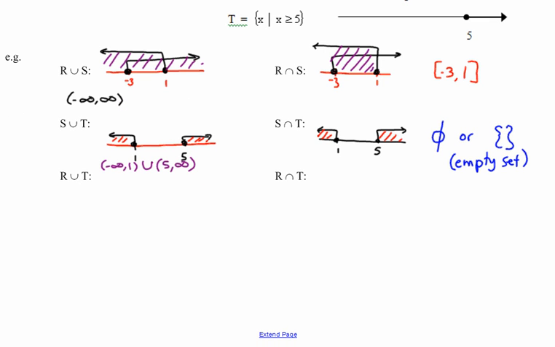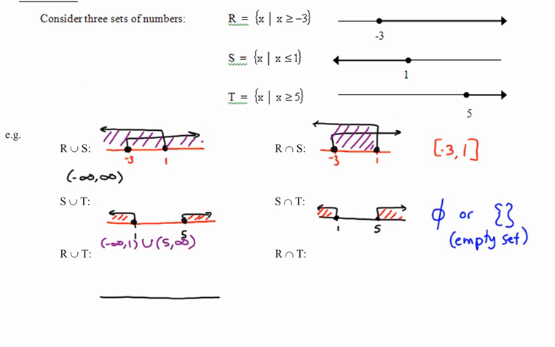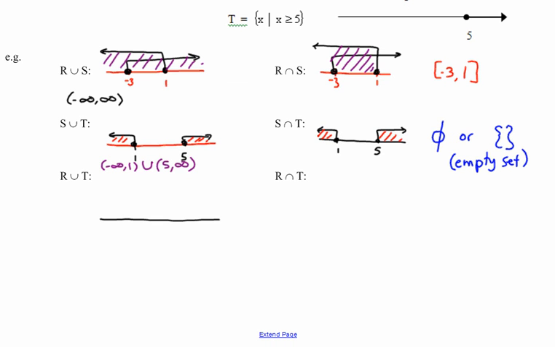Okay, and our last one, r and t. So on our number line, r, I believe, is greater than -3, and t is greater than 5. Okay, so if we're looking at the union of this one, the union would then just be greater than -3. From -3 to infinity would be the union of those two solutions.